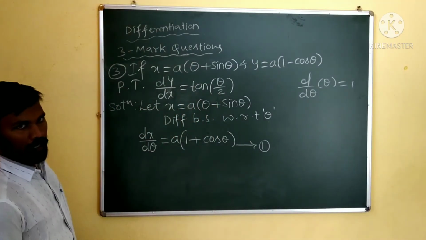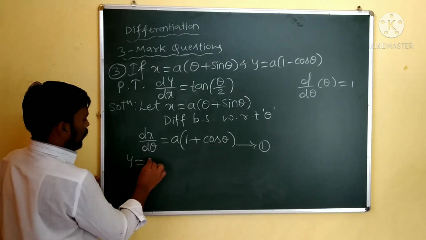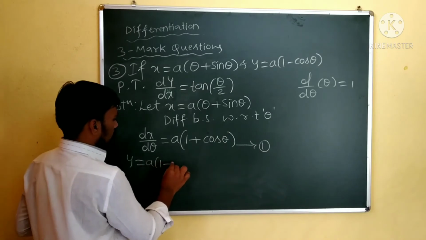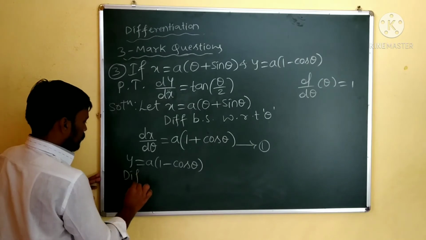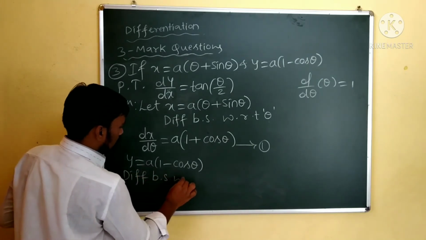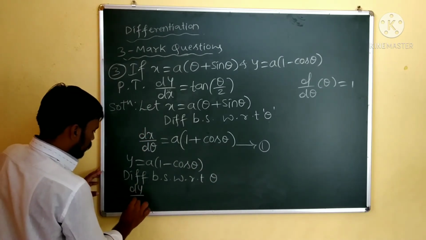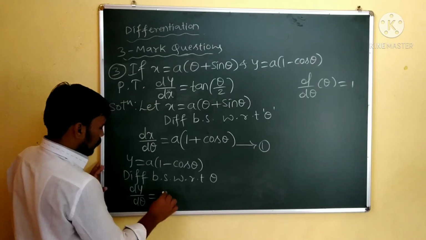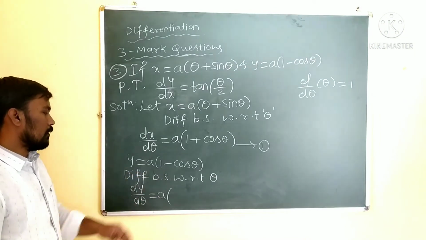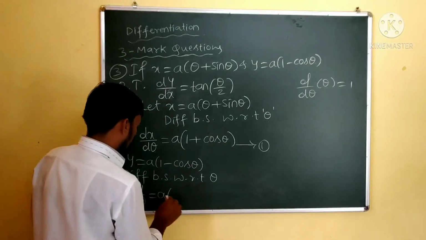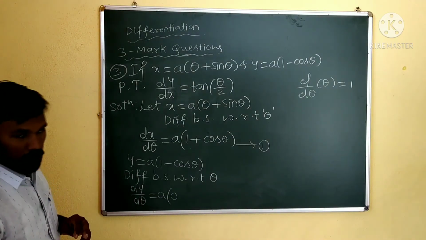Similarly, calculate dy by d theta from the second equation. Again, y is equal to a into bracket open 1 minus cos theta. Differentiating both sides with respect to theta, the derivative of y with respect to theta, dy by d theta, is equal to a as it is. Okay, a is a constant. Keep this as this and take the derivative of 1. Derivative of 1 is 0, a constant.